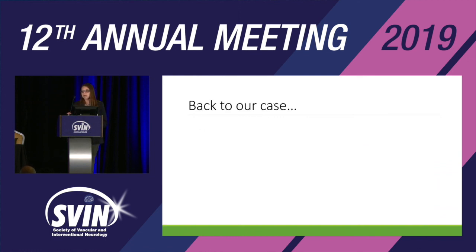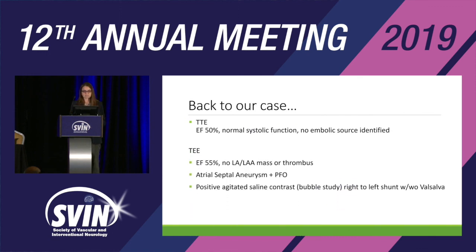So going back to the case, we just looked at his MRI, we looked at his CTA, which was normal. So his transthoracic echo was essentially normal. And we wanted to look further, so we got a TEE. There was no thrombus, but here he has an ASA and a large PFO with a big right to left shunt, with and without Valsalva.